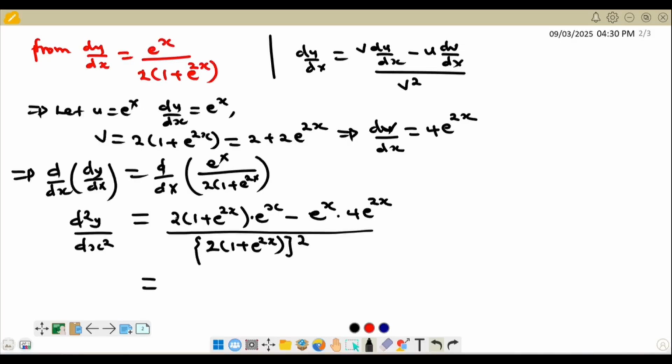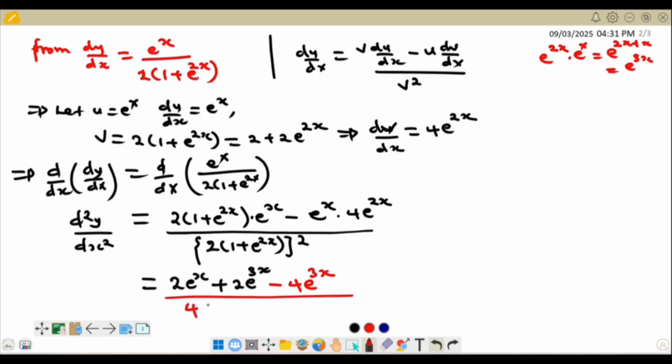So let us try to simplify this. And 2e to power x times 1 will remain 2e to power x. 2 times e to power 2x times e to power x will give us 2e to the power of 3x. Because you are getting e to power 2x, you are multiplying it with e to power x. So it is same as maintaining e and adding their powers, 2x plus x, and this will be e to power 3x. Then we are subtracting 4 e to power 3x. The whole of this is divided by 4 into 1 plus e to power 2x. Then the whole of this is also squared.